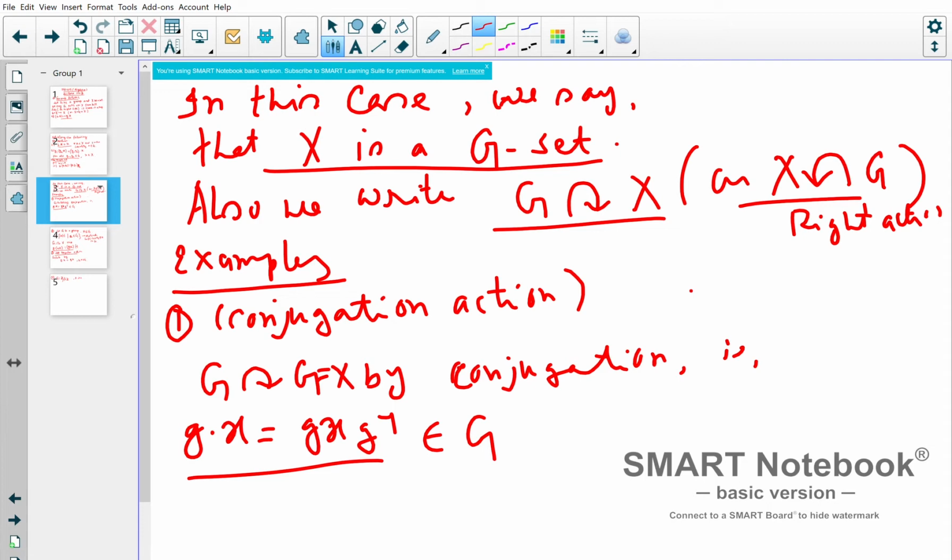Perhaps one of the most important examples is called the conjugation action. What is the conjugation action? Here I am taking X to be G as a set also. So G is acting on X, which is G itself. G is acting on G by conjugation. That means the action g dot x is nothing but g x g inverse, for all g belonging to G and x also belonging to G. X is also an element of G, right? This conjugation action is going to help us in many places in the near future.